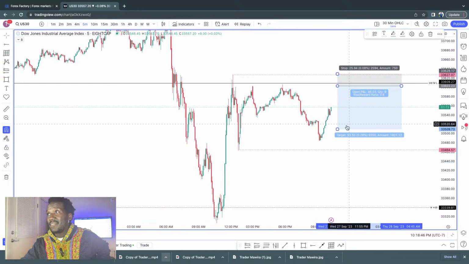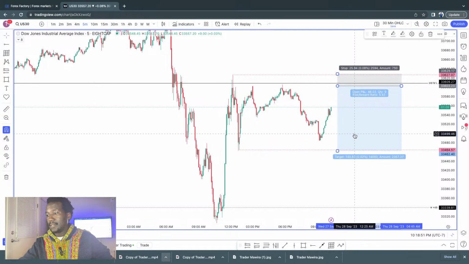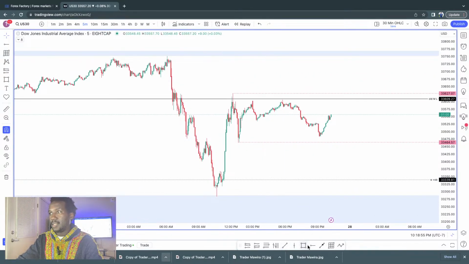Put your stop loss above that high, and then we go for either this low and also that low right here. The other thing I also want to look at again is, outside of this range, what other range do we see? We do have that range right there, beautiful, and also this range down here.